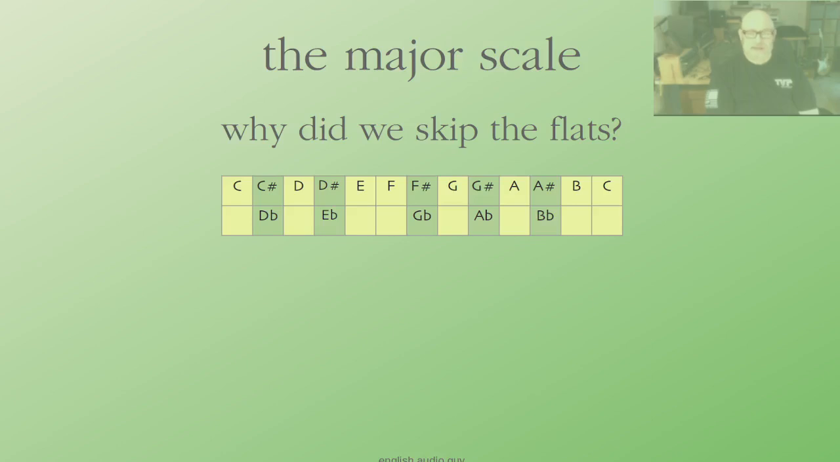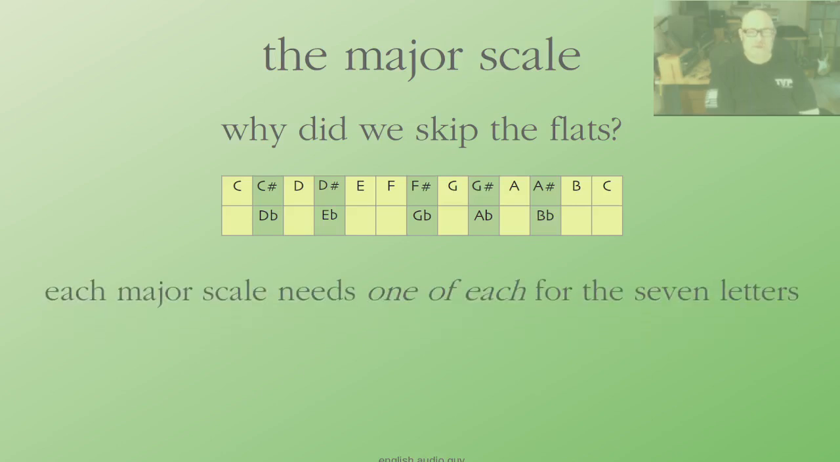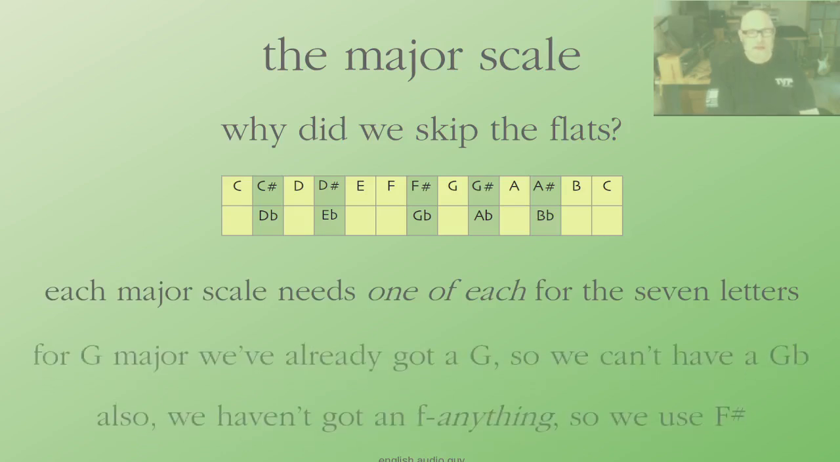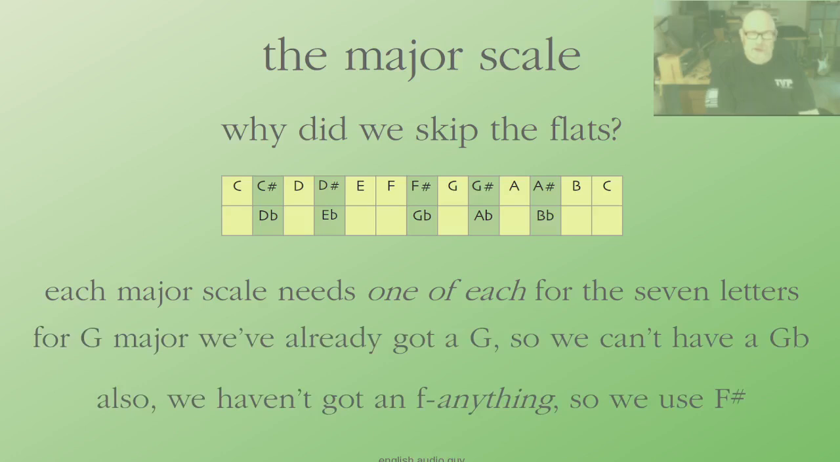Well, the answer to that is, not that you asked, but you may have been thinking, why did we skip the flats? Each major scale needs one of each letter from the first 7 letters of the alphabet, basically A to G. And so we need a sharp, a flat, or a natural of each letter. So in G major, we've already got a G something, it's just a G natural. So we can't have a G flat, and there's no G sharp in the G major, and we haven't got an F anything. So we use F sharp.